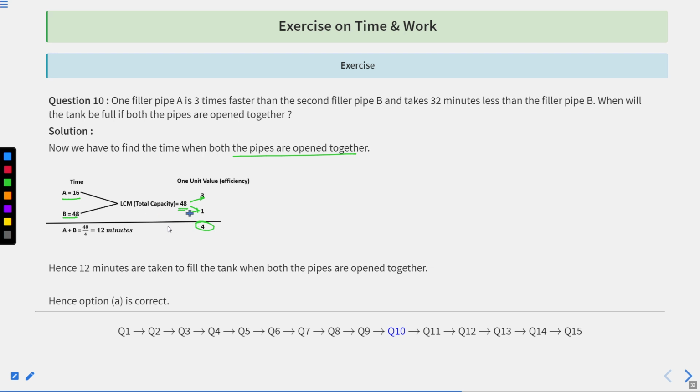So when both pipes are opened together, the tank will take 48 upon 4, that is 12 minutes. Hence, 12 minutes are taken to fill the tank when both pipes are opened together. So the correct option here is option A.